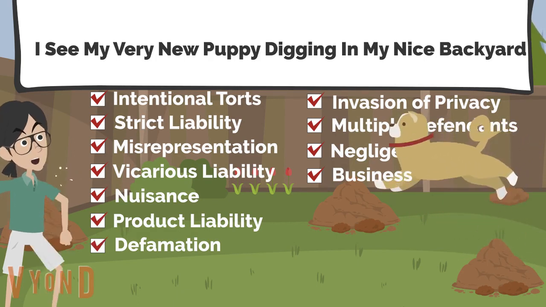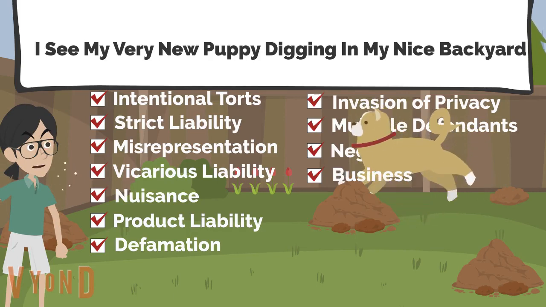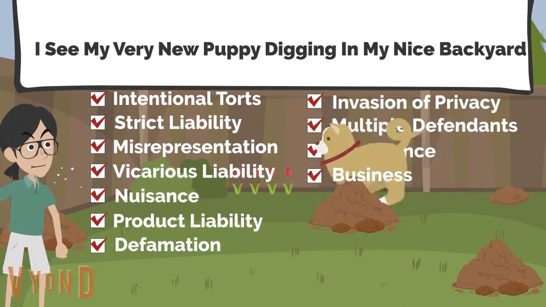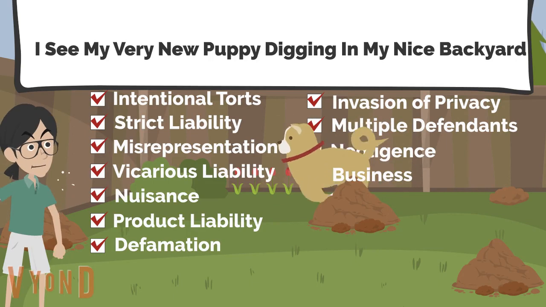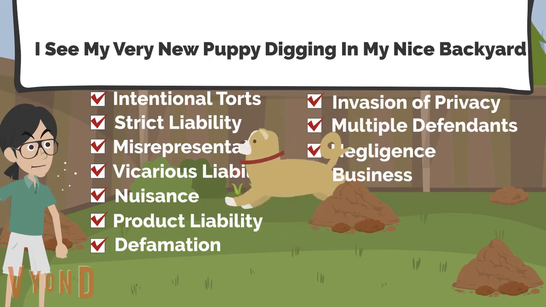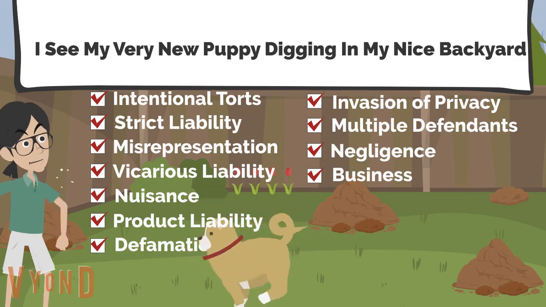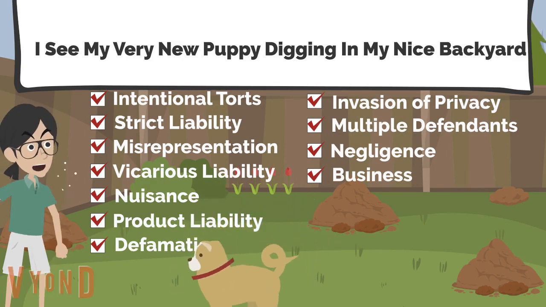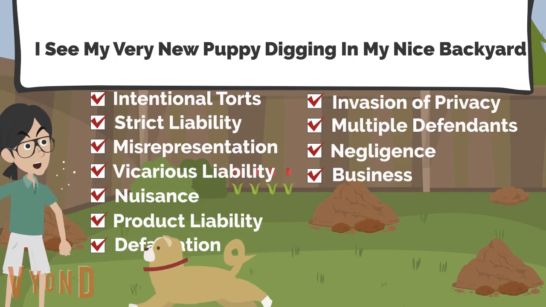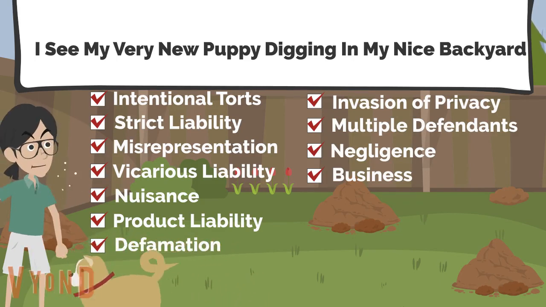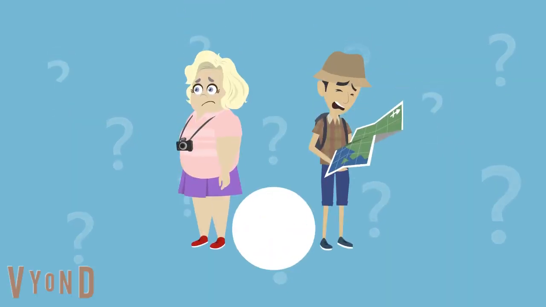The I is for intentional torts, arguably one of the most tested areas along with negligence. S is for strict liability. M is for misrepresentation. V is for vicarious liability. N for nuisance. P is for product liability. D is for defamation. I is for invasion of privacy. M is for multiple defendants. The second N is for negligence and the B is for business torts.